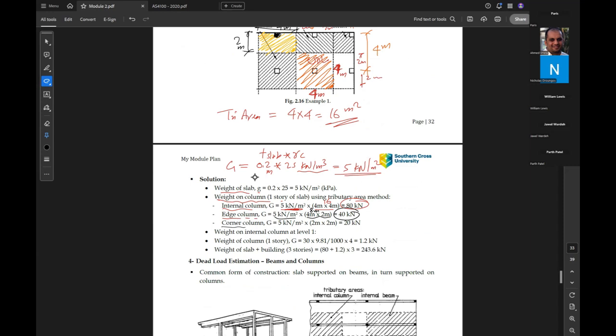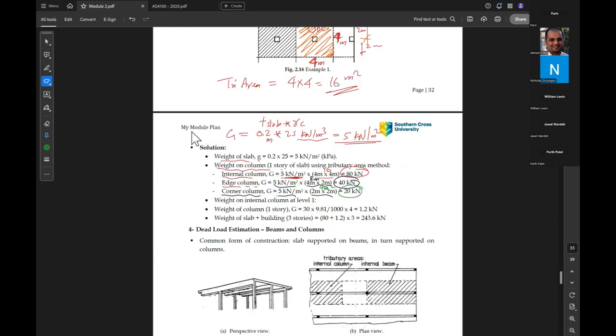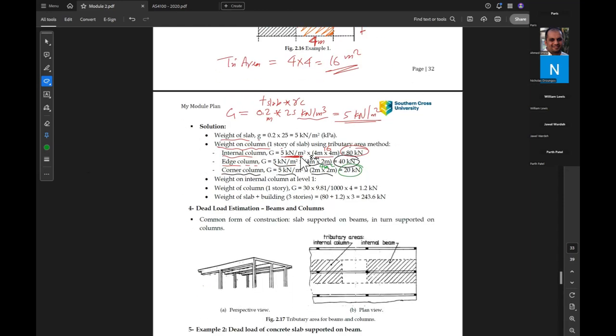And the last is corner column, same load. The area of the corner column, which one is corner column? This one here. So the corner column, the area is 2 meter by 2 meter. So the area is 4 meter squared. So 5 kilonewton per square meter times 4 gives us total load as 20 kilonewton.